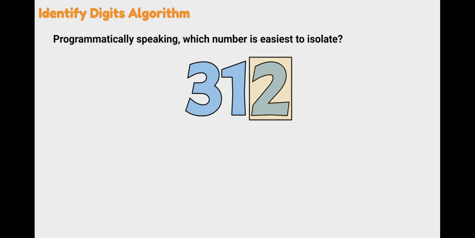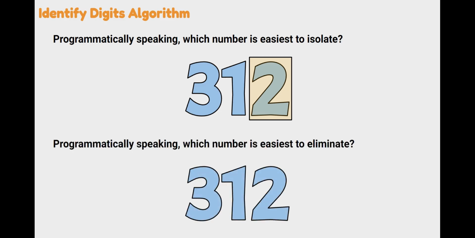Well, the easiest number to get is the 2, because if we mod this number by 10, that calculation will give us the 2. Programmatically speaking, which number is easiest to eliminate? Is it the 3, the 1, or the 2? In this case, the easiest number to eliminate, again, is the 2, because if I take 312 and divide it by 10, integer division tells me that the answer is going to be 31, and I eliminated the 2 at the end. Keeping that in mind, we can then easily get every single digit from a number.